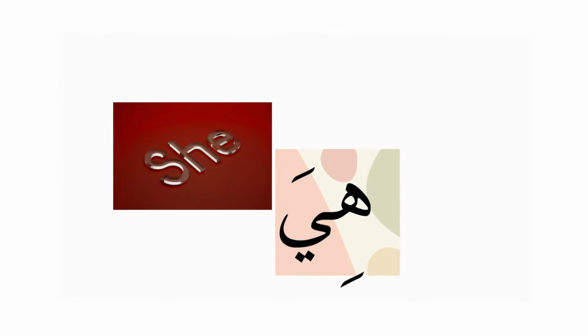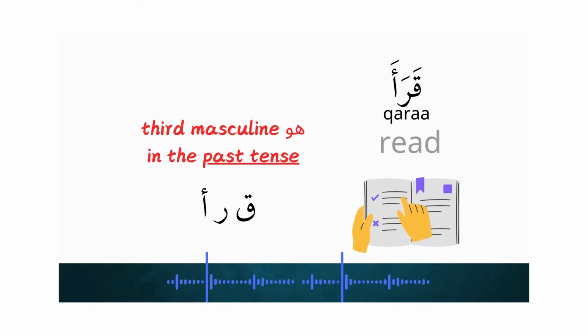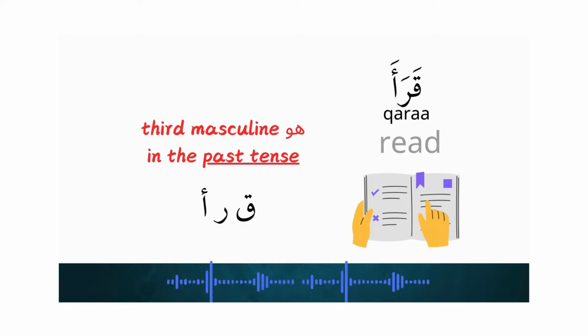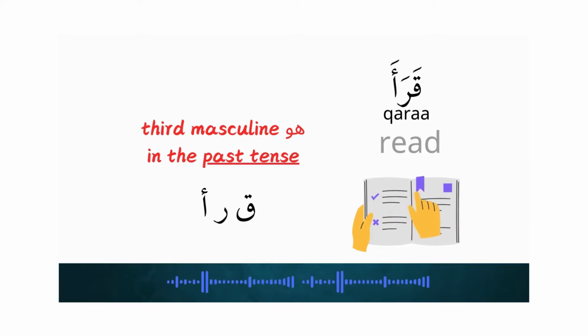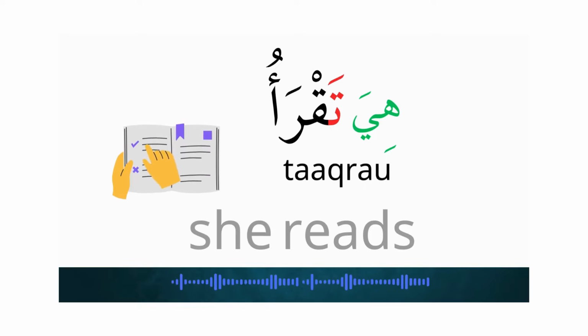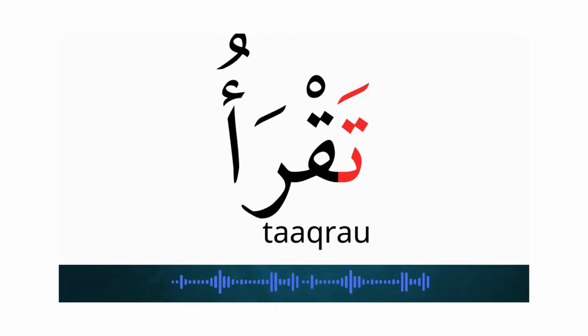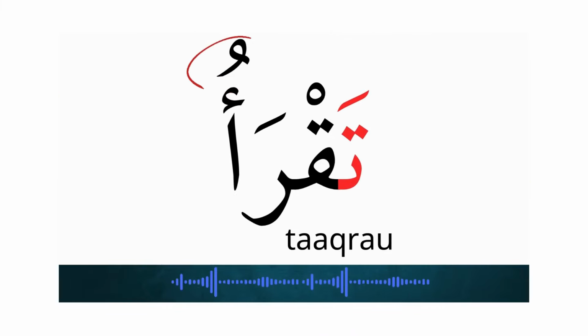Now let's move to the pronoun هي and see how to conjugate in the present tense. We will begin, as we learned before, with the infinitive of the verb, which is قرأ, with its original letters قاف, را, and ألف. So to conjugate with هي in the present tense, we are adding تا at the beginning of the verb this time. هي تقرأ. We still need to make the u sound at the end of the verb, similar to the conjugation with the pronoun هو. هي تقرأ.